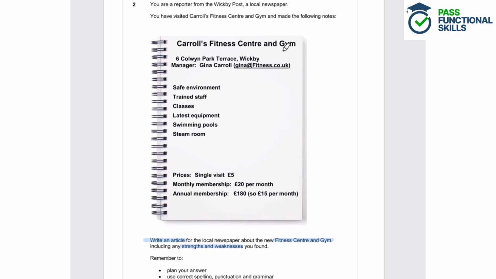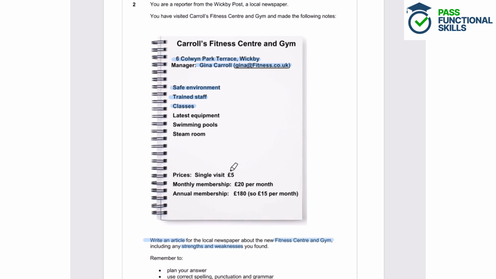So we've got some ideas of what we could write here. We've got ideas that it's a safe environment, that the staff are trained and classes are provided, for example. So you might want to focus on these 3 areas or any other area that is mentioned here. We've also been given an email address, so we might want to include some contact details for people to find more information here. And we've got the address of the gym as well, so we could include some information for people about that.